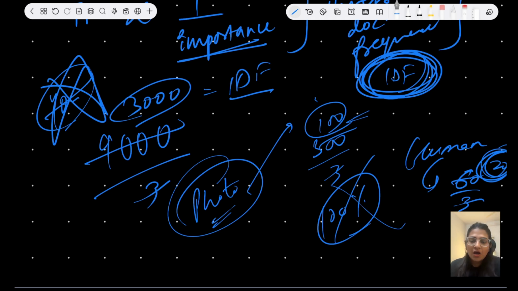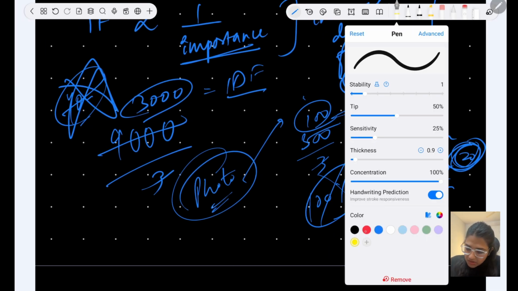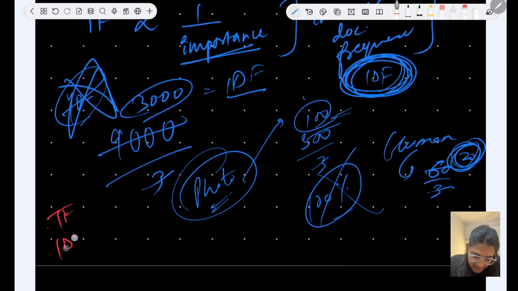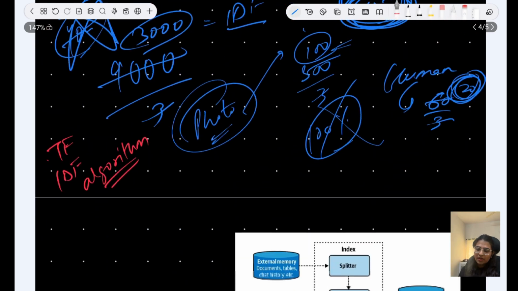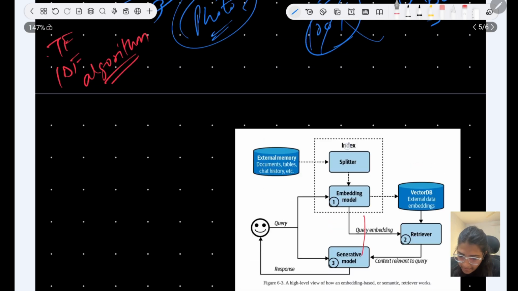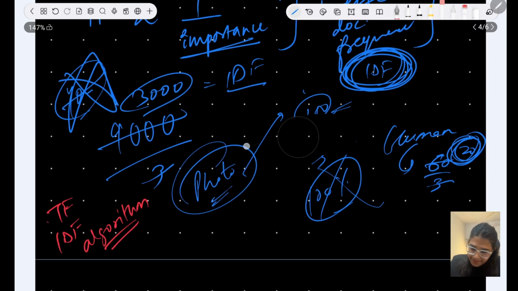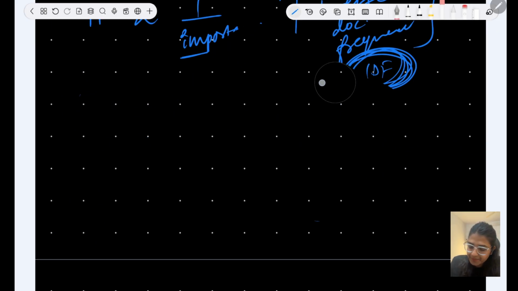ठीक है. इस पूरे प्रोसेस को हम कहते हैं tf-idf एल्गोरिदम. ये एक स्पेशल एल्गोरिदम होता है जस्ट फॉर दिस पर्पस, रिट्रीवल पर्पस के लिए. ऐसे ही एक और एल्गोरिदम होता है BM25.